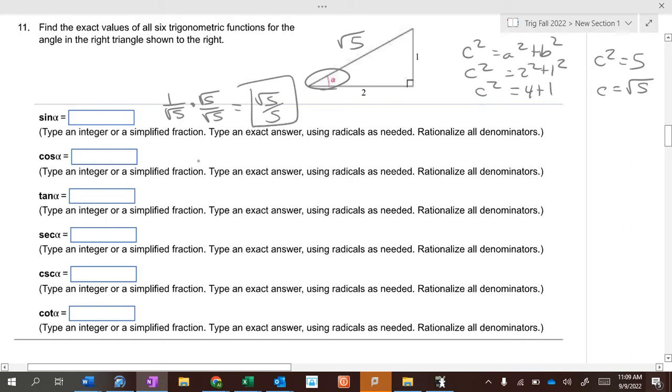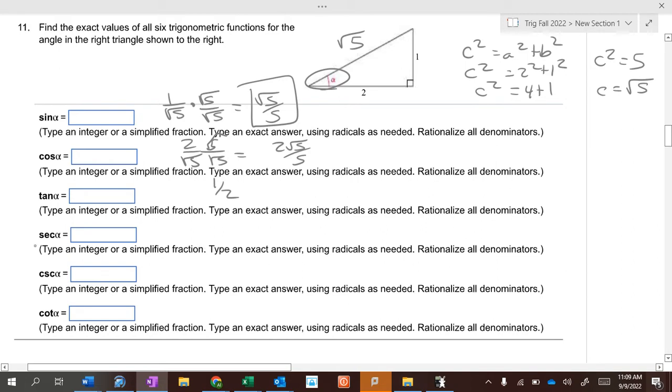What's cosine of alpha? 2 over square root of 5. So you multiply top and bottom by square root of 5, and you get 2 square root of 5 over 5. What's the tangent of alpha? 1 over 2. Opposite over adjacent. 1 over 2, you're done.